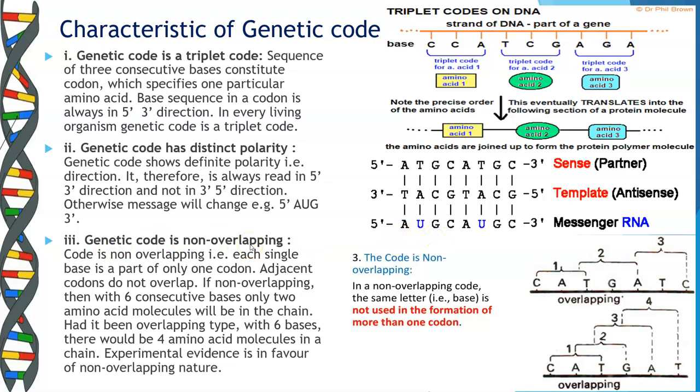The genetic code is non-overlapping. Each single base is part of only one codon. Have a look here. The first codon is CAT. If there were overlapping, the T may get repeated again, TGA. Or in a second way of overlapping, after the first 3 nucleotides in the codon, the next 2 are repeated, that is ATG. So such overlapping does not occur. The nucleotide or base participates only once in a codon.